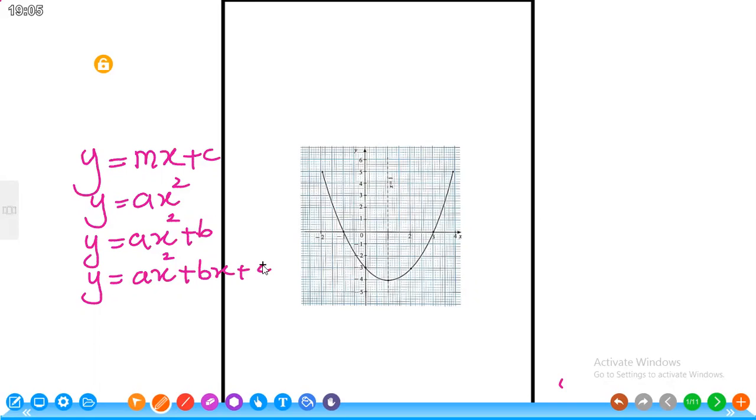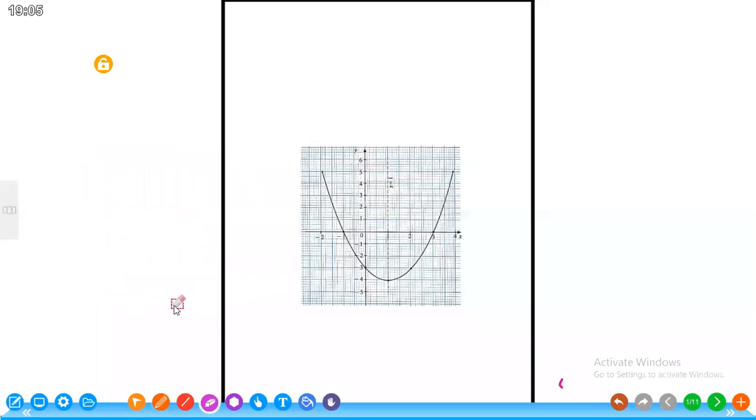Here, this graph was already learned in the last class. First, I repeat the characteristics of this graph in case of a greater than 0 and a less than 0. First, I prepared the table of values to obtain the y values corresponding to the x values within the range.